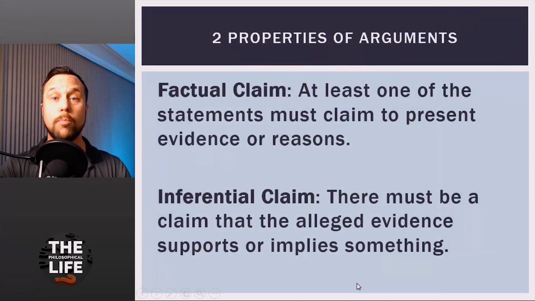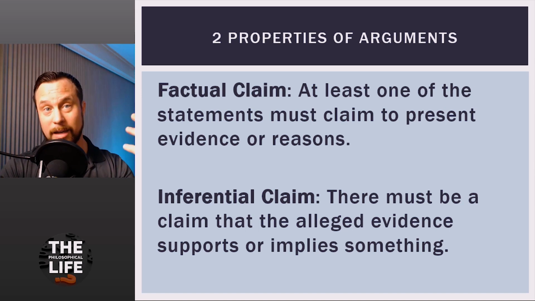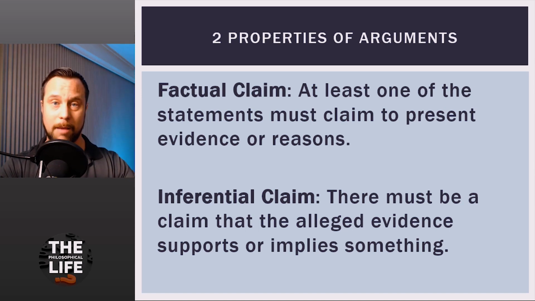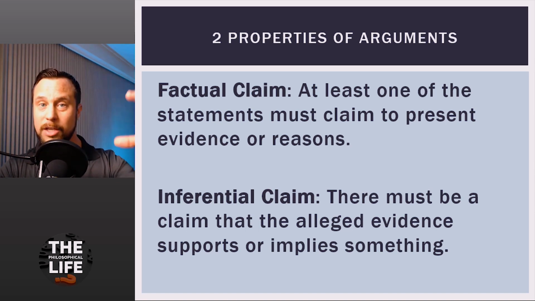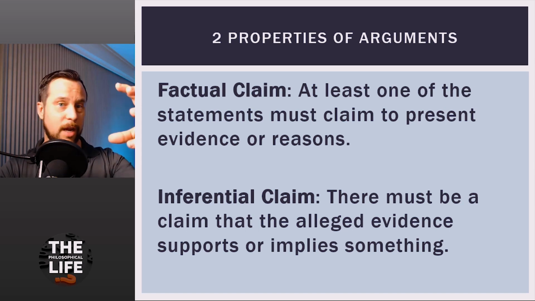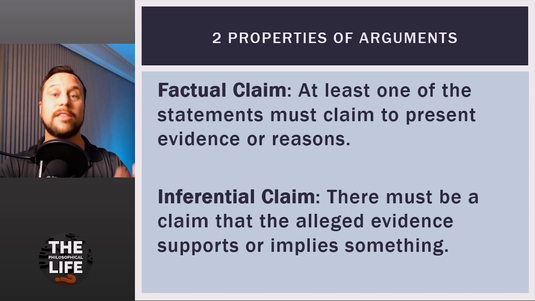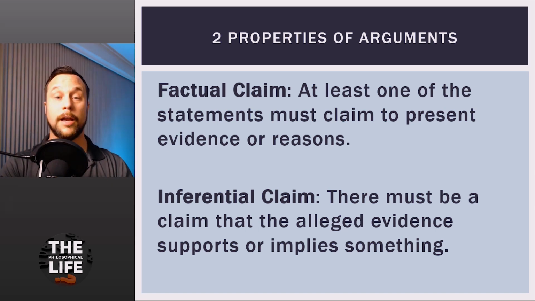Now, there are two properties of arguments. The first property is a factual claim. That means that at least one of the statements must claim to present evidence or reasons to believe the conclusion. Next, you have the inferential claim, which will be the focus of today, and there must be some sort of claim that the alleged evidence supports or implies the conclusion, that is, that the conclusion follows from the premises. Now let's take a look at an example that's missing one of these two properties of arguments and therefore isn't an argument.